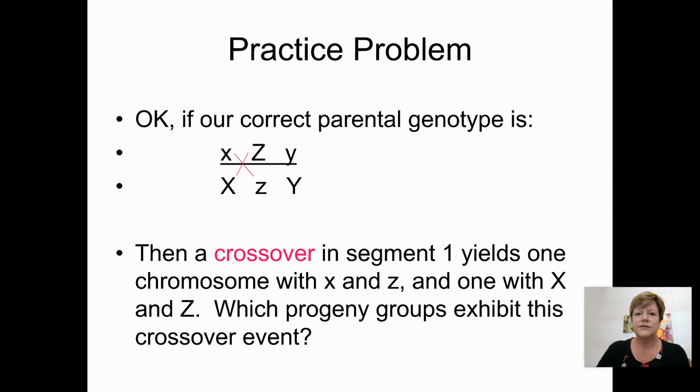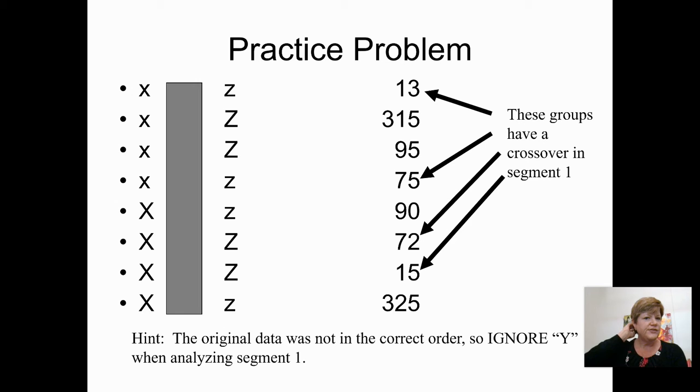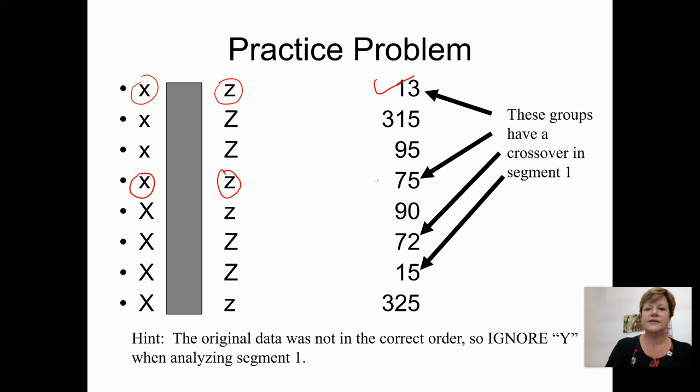So actually, I think I did it here. Okay, you need to ignore the y. So here I put a big old block over the y. Now look at the y. The y is not in segment one. So the question is, little x and little z, that's going to be a group that has a crossover in segment one. And then big X and big Z. And we're ignoring Y because Y isn't even in segment one.